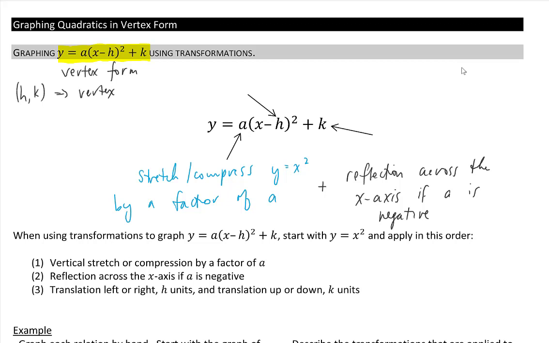So a gives us a lot of information. It tells us if it's stretched or compressed. So remember, stretched, a is greater than 1. Compressed, a is between 0 and 1. And a reflection if a is negative. We also have the h value, which we call a translation of y equals x squared, left or right, by h units. And finally, we have k, which is a translation up or down by k units.